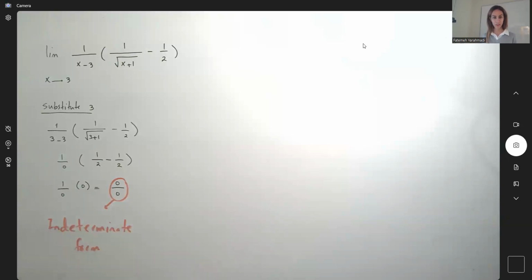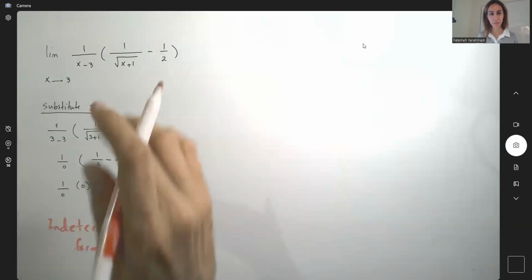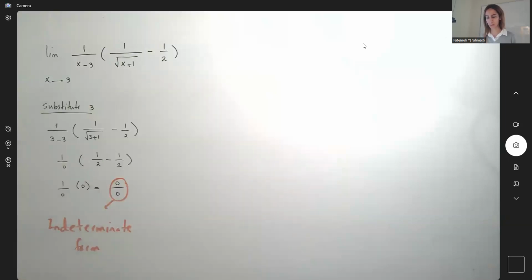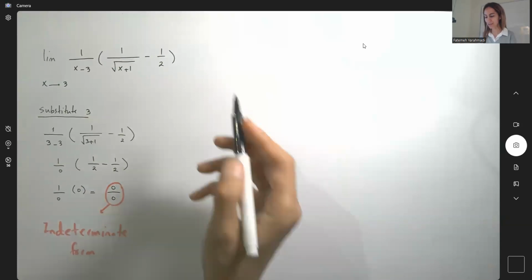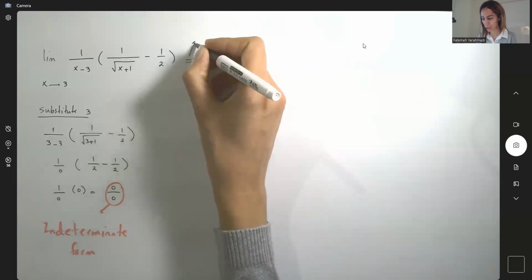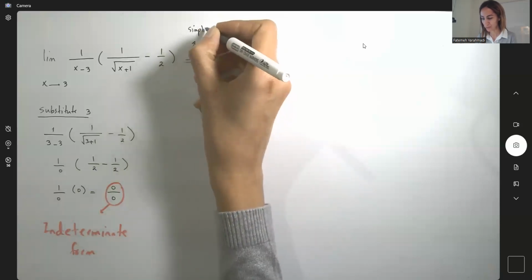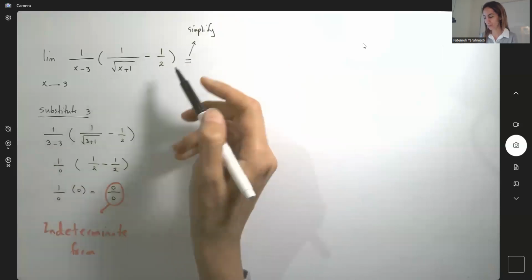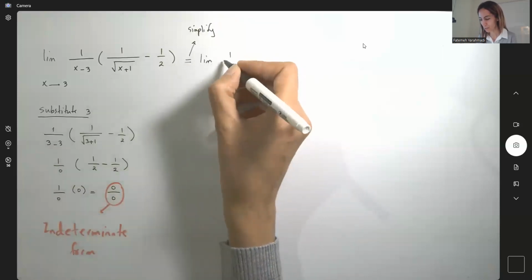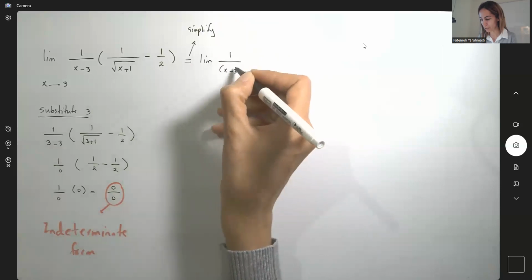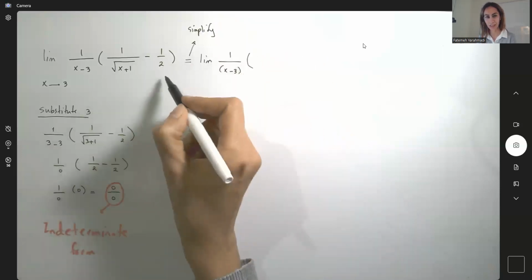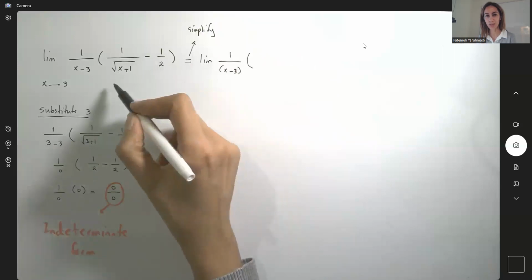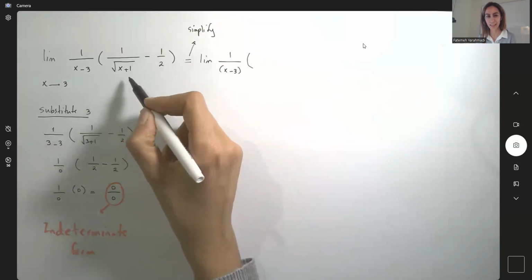The moment you see indeterminate form, you're going to simplify whatever you have out there. So let's see. We're going to simplify this as much as we can. But how? We're going to take common denominator between these two. So this becomes the limit of 1 divided by x minus 3, open parenthesis. The common denominator is 2 times square root of x plus 1.